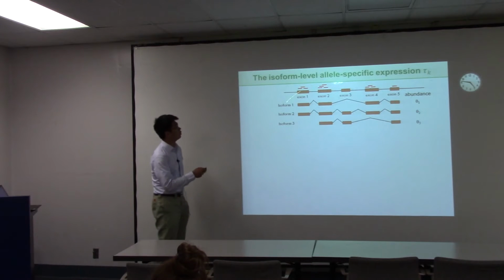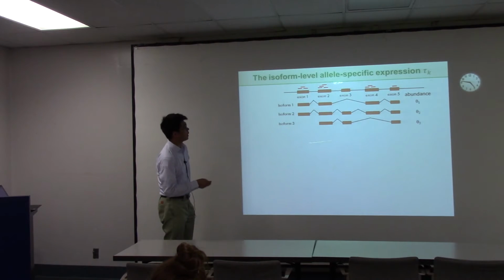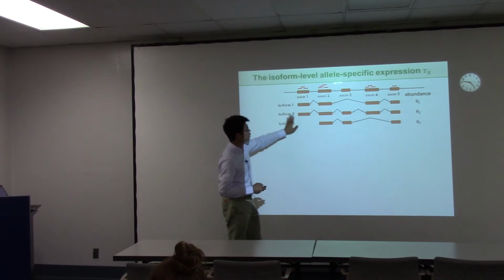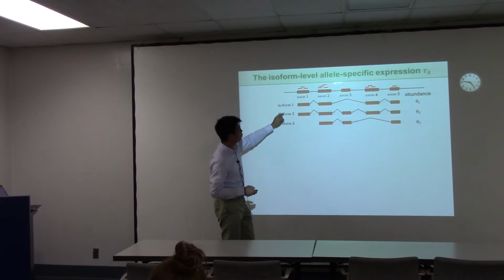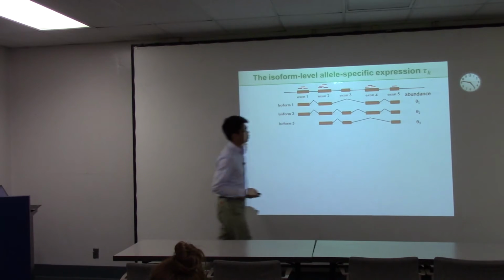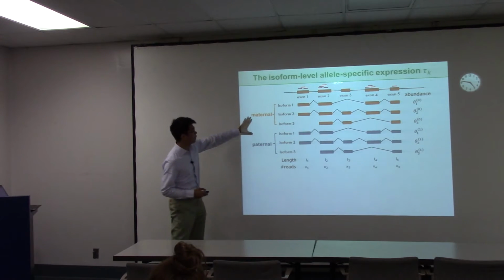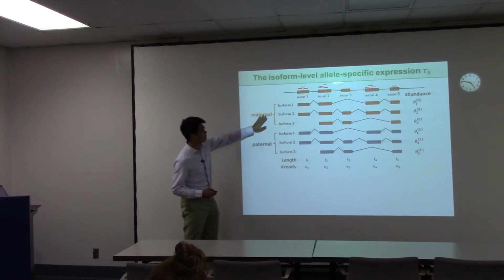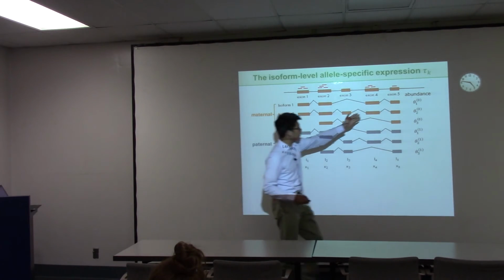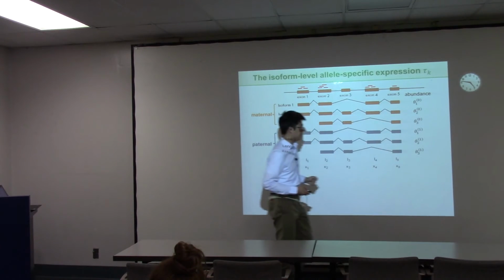And here I show you the isoform step, the second step of the IDP-ASE. Originally in this isoform abundance model, we have three isoforms. We want to estimate theta 1, 2, 3. And now we have a bit more complicated model. We have the maternal isoform and paternal isoform. Now what we need to estimate is 6 parameters here.